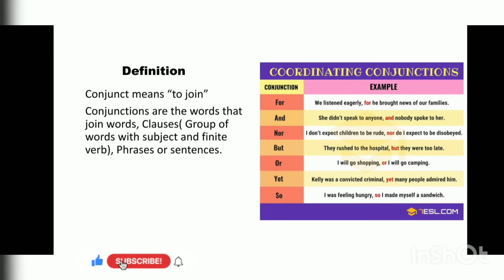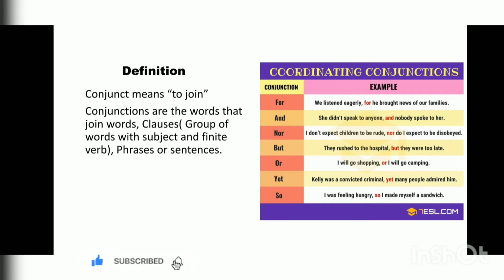Finite verbs are those verbs that change according to the change in the subject. Suppose the subject changes into a plural person, so the finite verb will also change. If the tense of the subject changes, suppose to past tense, present tense or future tense, then the finite verb will also change according to the tense of the subject.